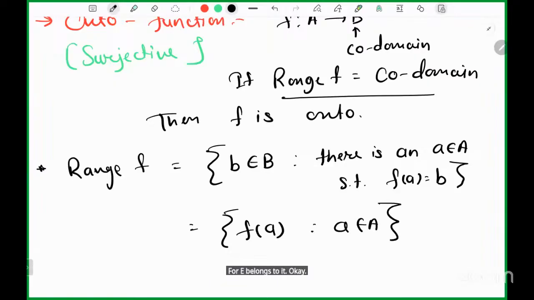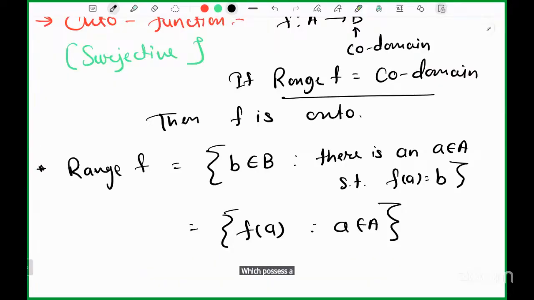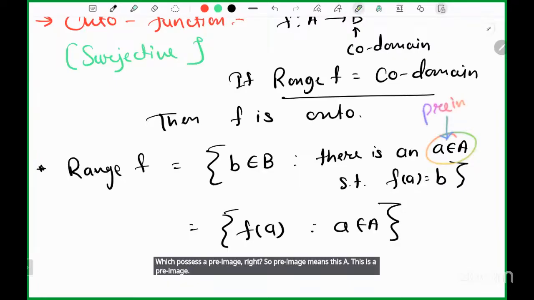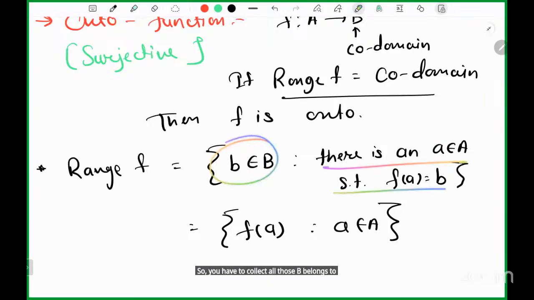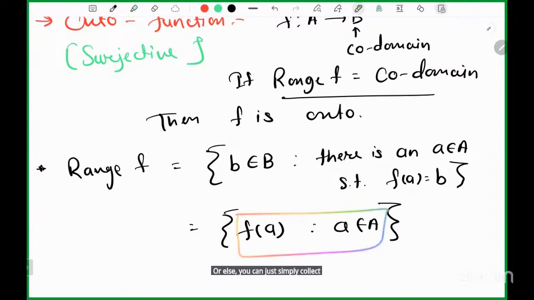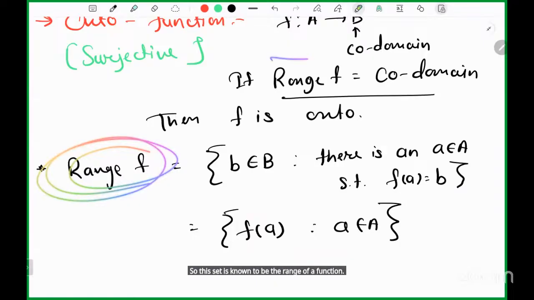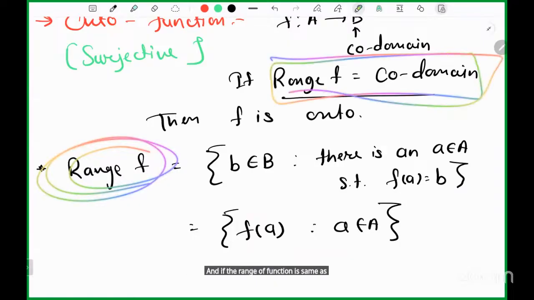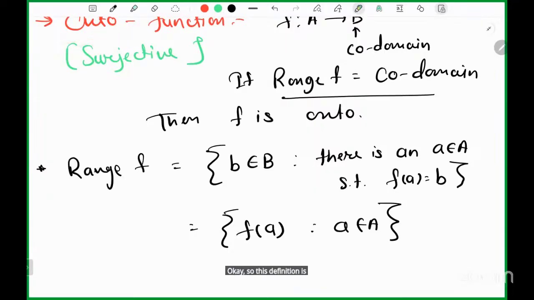So in both ways you can understand the range. Range means you collect all those elements from your codomain which possess a pre-image. This A is a pre-image. So you collect all those b belonging to B which have a pre-image in A such that f of a equals b, or else you can simply collect f of a where a belongs to A. Both are the same. This set is known as the range of a function. And if the range of the function is the same as the codomain, then the function is known to be an onto function. This definition is one way to figure out whether a function is onto or not.